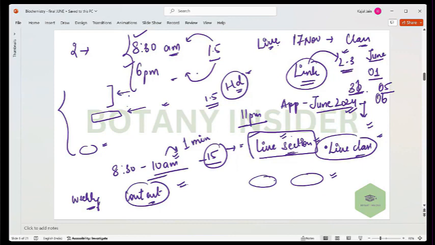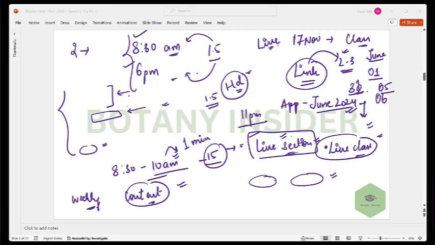Otherwise, 99.9% the timings will remain the same, 8:30 a.m. and 6 p.m. Okay, so these are the things. If you want to ask anything related to this segment, you can ask. Otherwise, we'll start with the main introduction of our examination pattern and everything. Yes, is everything clear to everyone?